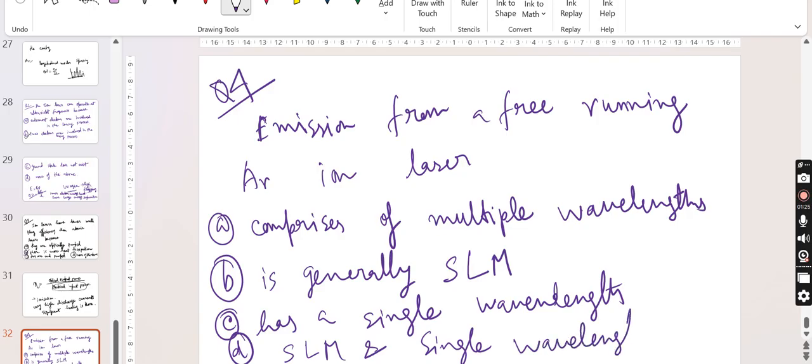So we know from the literature that the argon ion laser can emit 4 distinct wavelengths. So single wavelength is not the answer. Is generally SLM, it doesn't need to be. So the correct answer is it comprises of multiple wavelengths.